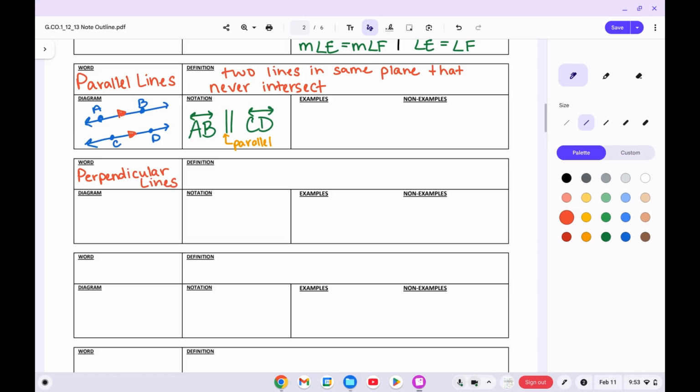So we talked about how parallel lines will never intersect. Do you guys know what makes perpendicular lines different? They are going to intersect, yes, so they're not going to act like parallel lines, but something special happens when perpendicular lines cross. Do you know what happens when they intersect?